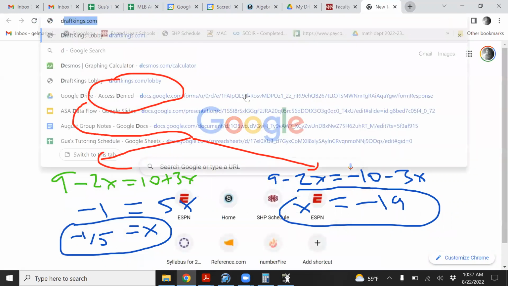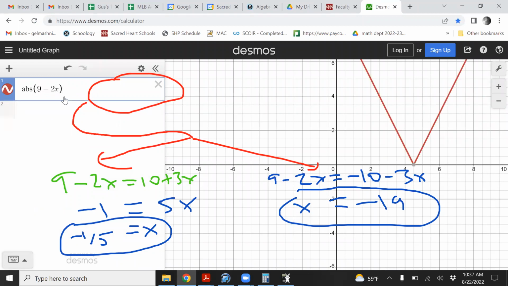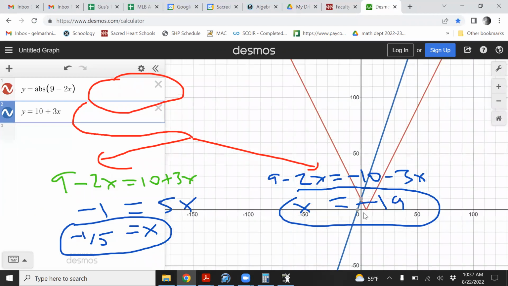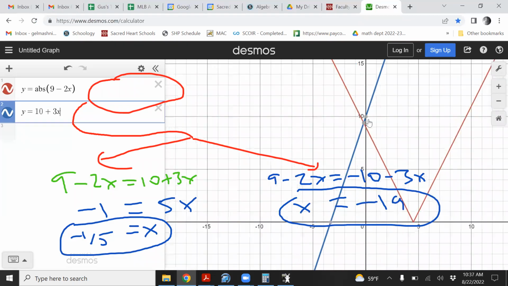So what I would do, if we go to Desmos, is type abs, 9 minus 2x, and you can put y equals if you want. It doesn't really matter. And the next one, y equals 10 plus 3x. So what you do is graph each side of the equation. And if I zoom out, you see I get one of the answers, right? If I click on that dot, I get negative 0.2. Negative 0.2 is negative 1/5, right? Okay, that's cool. This is good.